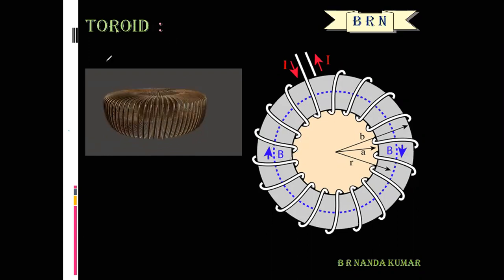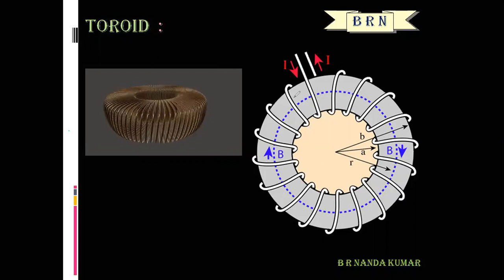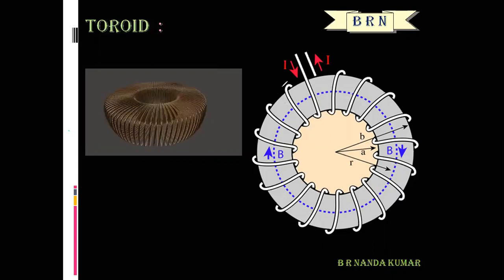So what is the meaning of toroid? A solenoid bent in the form of a ring is called a toroidal solenoid, or simply called a toroid. What is the meaning of toroid? A solenoid bent in the form of a ring.